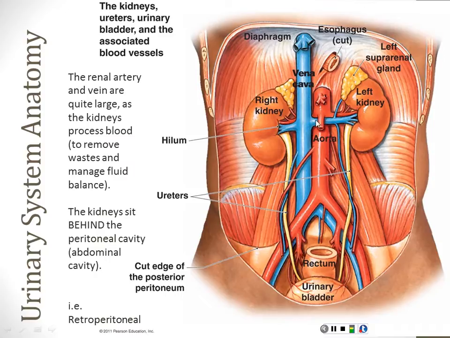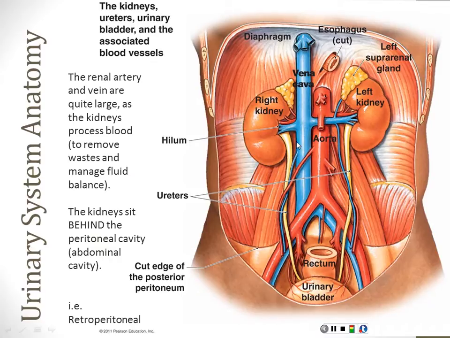Because the vena cava sits next to the aorta, the left renal vein is longer than the right, and the right renal artery is longer than the left. Does that kind of make sense? So it's one of those asymmetries in the body.